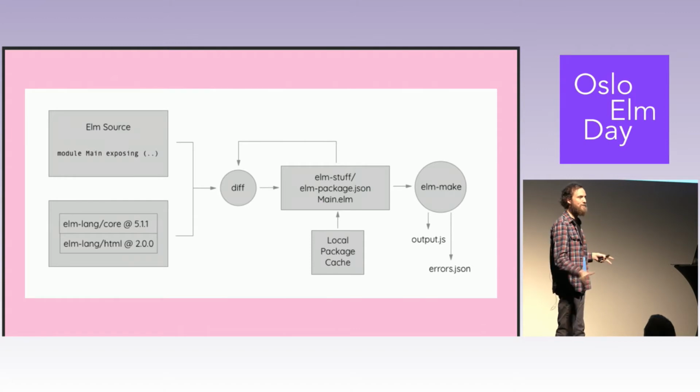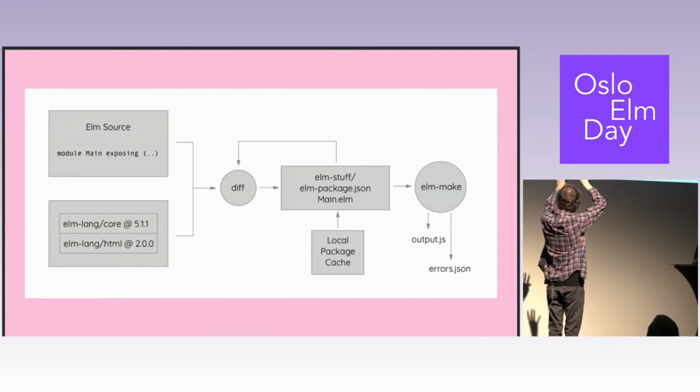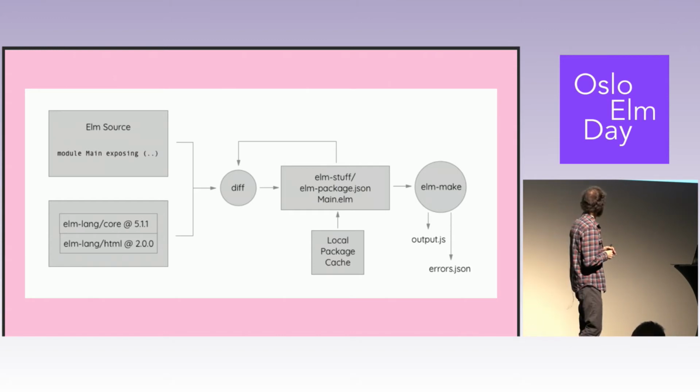If you go to ellieapp.com and you hit compile, this is kind of what happens. So we've got some Elm source and a list of packages in specific versions, and that gets posted to a server as just like a big bunch of JSON. And there's this diff that runs when it gets this code.